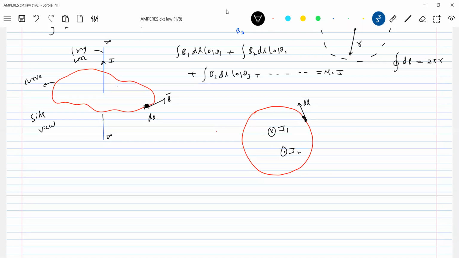For integration in a closed path, some books show an arrow, which I'm trying to avoid. I'm just showing dL bar. So I'm going to integrate in anti-clockwise. Which current can produce B bar in the direction of dL? I2. So therefore I2 will be positive, I1 will be negative.